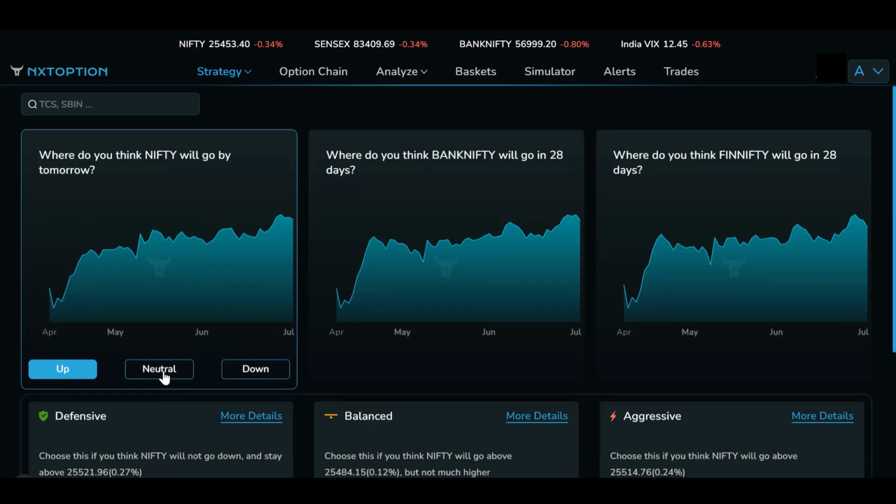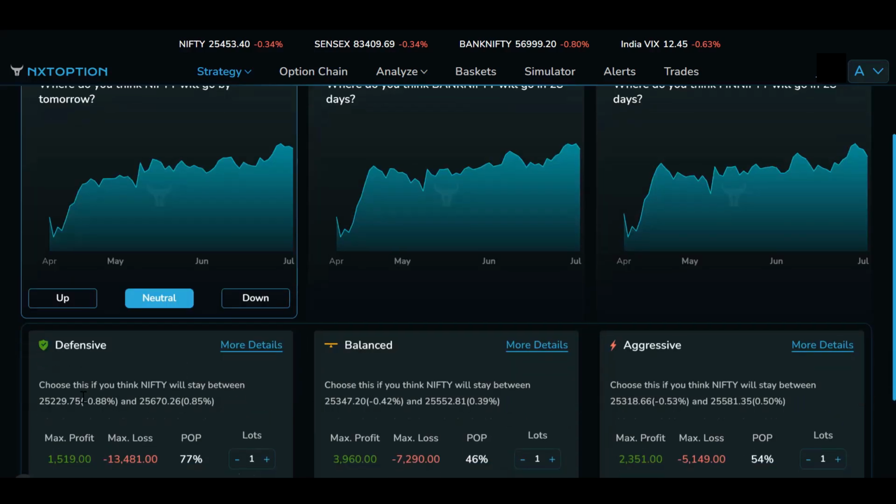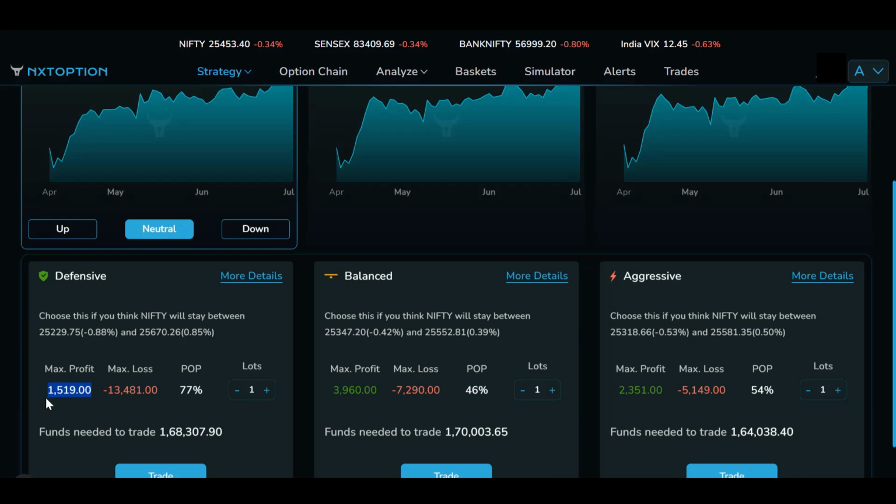Now, if you think the market Nifty will be sideways tomorrow, that means it will not go either up or down. It will remain in a tight range. Then click on neutral. It shows you that you can make 1,500 rupees profit on a loss of 13,418.